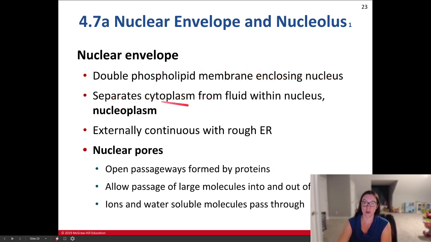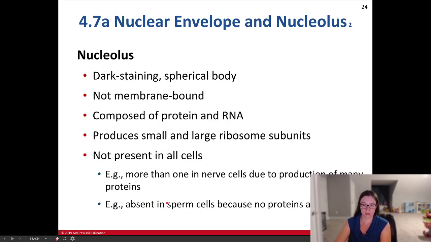It separates the cytoplasm from the fluid within the nucleus, which we said was called the nucleoplasm. The outer layer of that is continuous with the rough endoplasmic reticulum, so it kind of turns into the rough endoplasmic reticulum. There are openings in the nuclear envelope called nuclear pores. These open passageways are formed by some proteins, and they let bigger things into and out of the nucleus, like messenger RNA, as well as ions and water-soluble molecules. They pass through the nuclear pores.